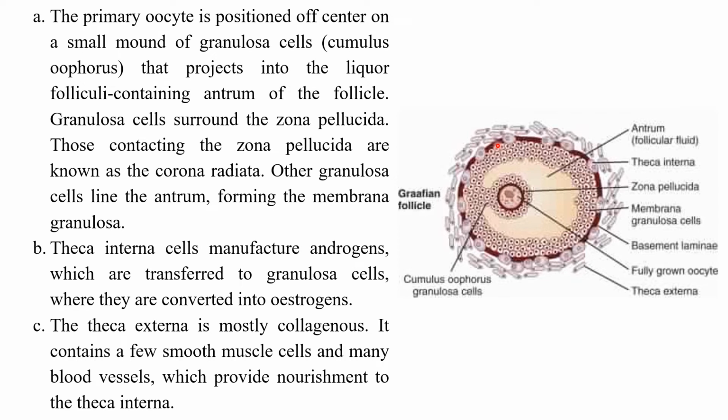of estrogens. The theca externa is mostly collagenous, the outermost layer. It contains a few smooth muscle cells, many blood vessels which provide nourishment to the theca interna. The function of theca externa is to provide protection as well as to nourish the theca interna cells.